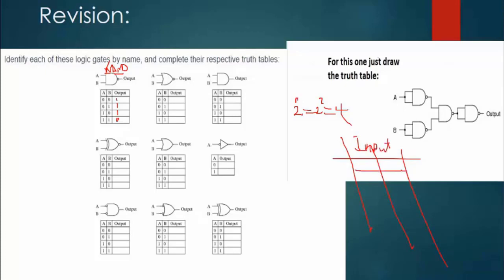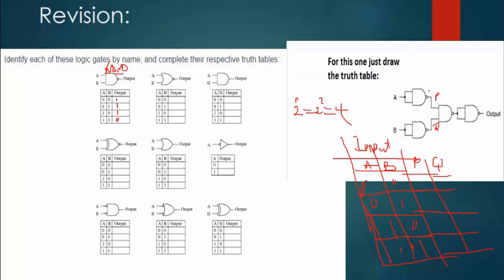Okay, so we have A, we have B. To start with, we have 4 rows: 1, 2, 3 and 4. Okay, so 0 0 1 1 and 0 1 0 1. So suppose I label this P and this Q, so to have my P and Q there.